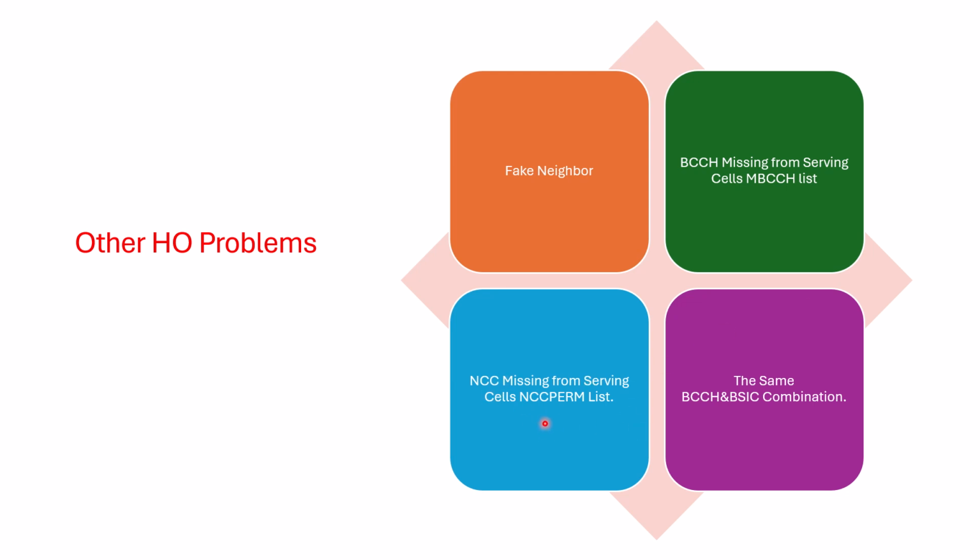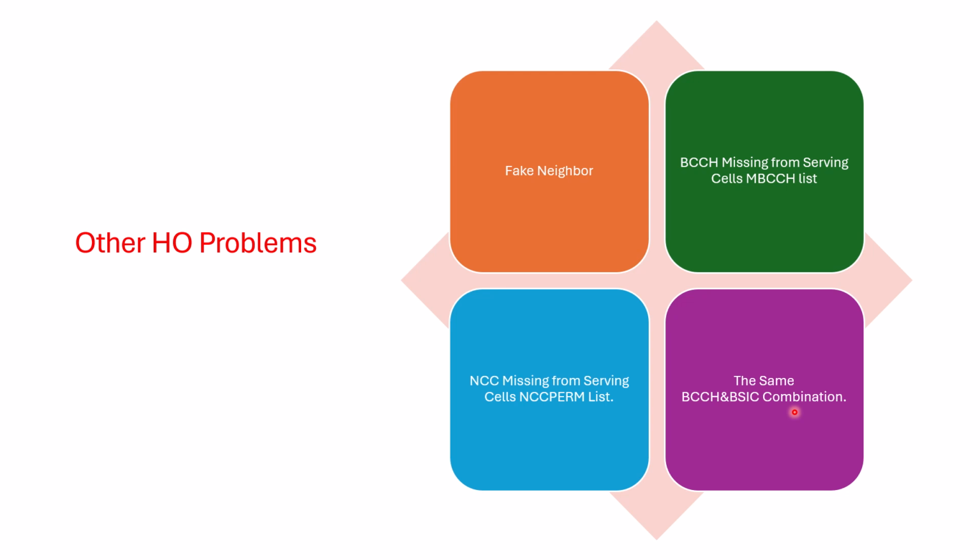NCC missing from serving cell NCC permitted list. If the neighbor's NCC, network color code, is not included in the serving cell's NCC permitted list in the mobile station, the MS will not be allowed to include that neighbor in its measurement reports. No handover attempt will be made to that cell.